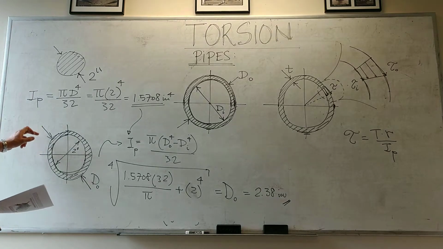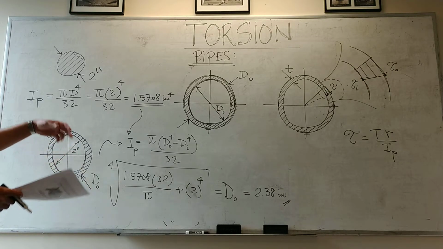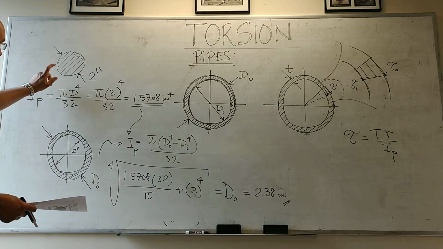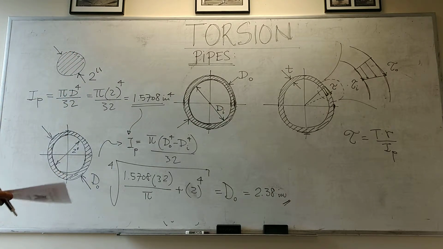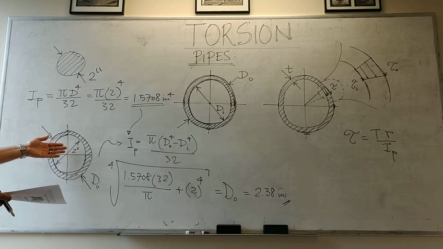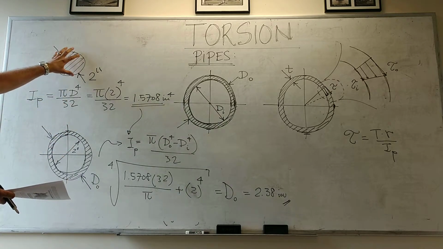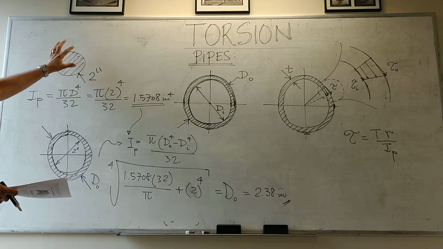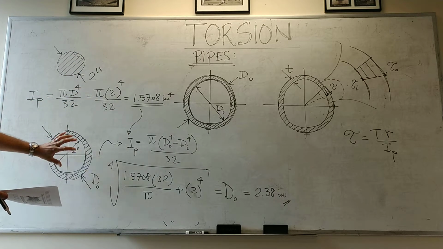So this tells you that with an outside diameter of 2.38 inches and an inside diameter of 2 inches, you get the same polar moment of inertia, approximately within 2 decimal places, of a solid circular cross-section of 2-inch diameter. Now, the reason why this is so effective is that if you compare these two areas, you will find that this area is significantly larger than this, which basically means you need a lot more material here to achieve the same torsional stiffness in comparison to this.